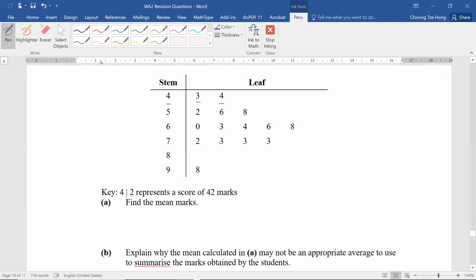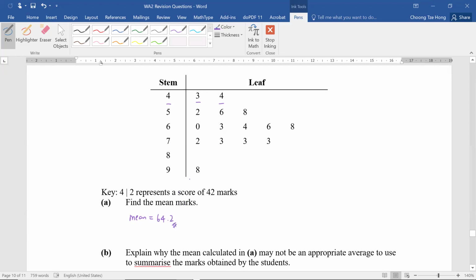If you store the values inside the calculator and you calculate out the mean, you should be able to arrive at an answer of 64.2. So on average, this class of students scored 64.2 marks.